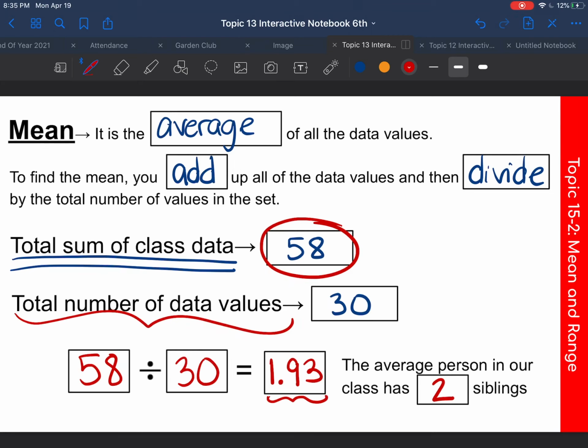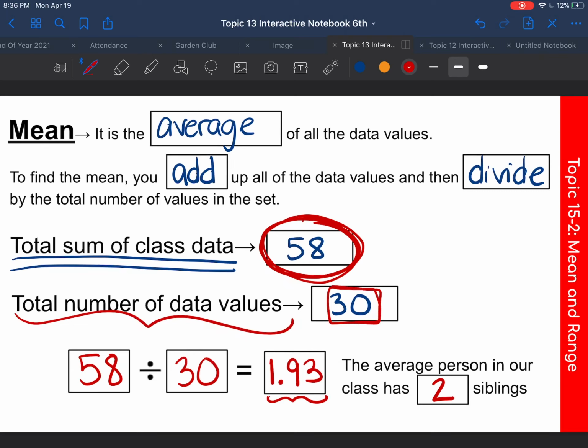All right. So again, the mean is just adding all of your class data and then dividing it by how many data values you have. Now, after this lesson, you are going to find the mean of your own data values. So you're going to add up all of your data values, but then you're going to divide it by the number of data values there are. In this case, we had 30.